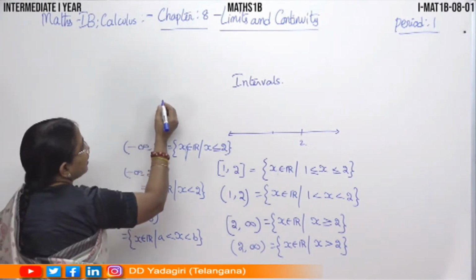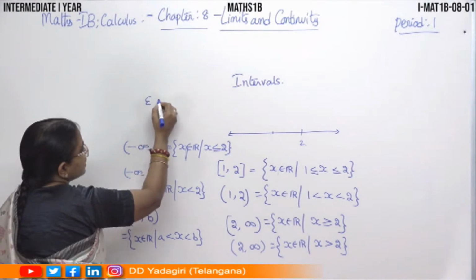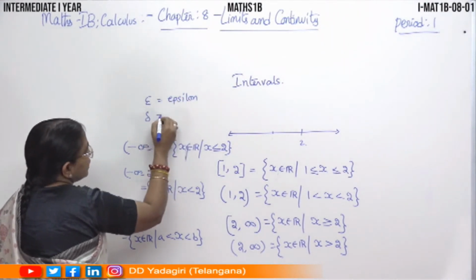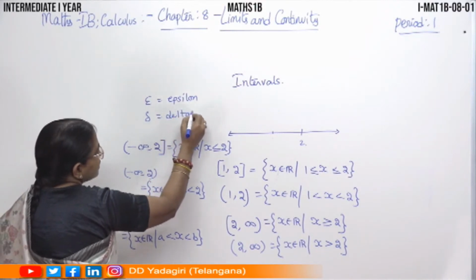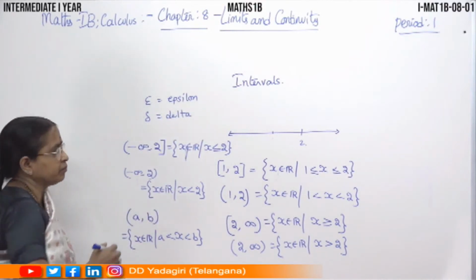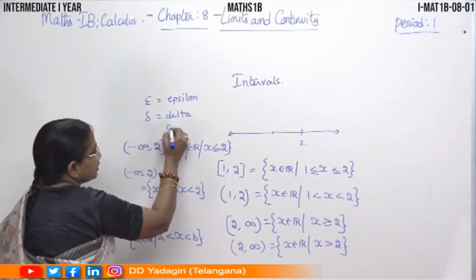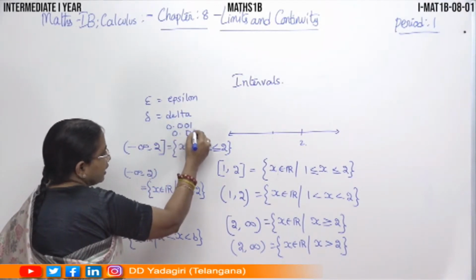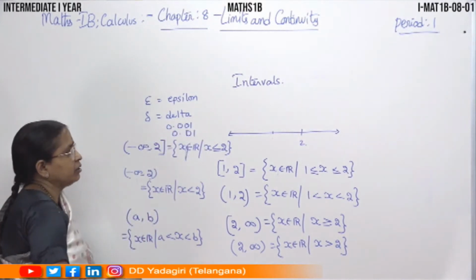Now in this calculus, we come across these symbols. This is called epsilon and this is called delta. These are very small positive numbers, like 0.001, 0.101, like that. They take very small values.